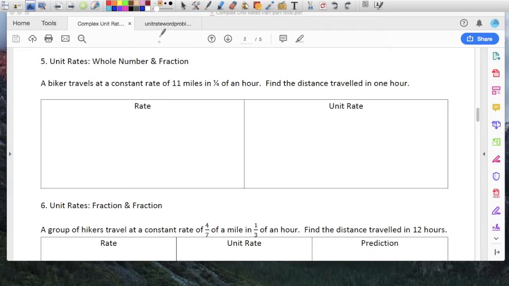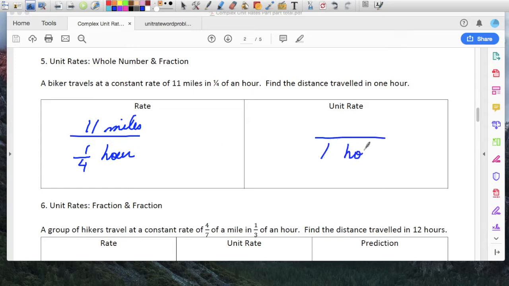So a biker travels 11 miles in 1/4 of an hour. Find out how many travels in 1 hour. Again, it's the unit rate, so let's write a rate. Our initial rate is 11 miles in 1/4 of an hour. But I want to know what the unit rate is in 1 hour. How do I change 1/4 to 1 hour? I'm going to multiply that by the reciprocal, which is 4 over 1. I'll multiply the top by the same thing, which is 4 over 1.